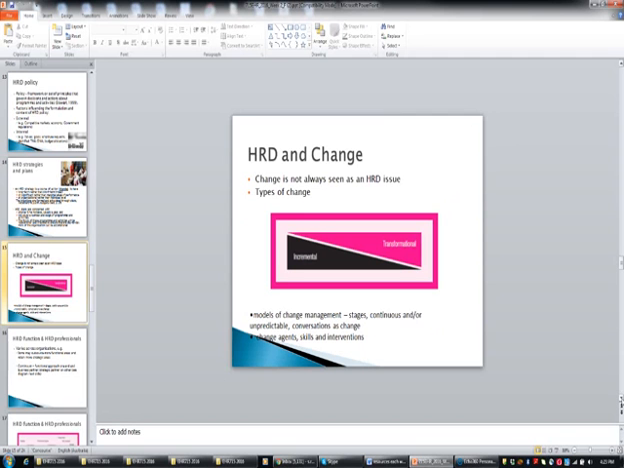Change is not always seen as an HRD issue, but it most certainly is, because if you think about learning, there's always change involved in that. As you learn new things, you change as a person, and if you want your organisation to move forward, then there has to be learning and change. However, some change is quite incremental. Might be learning more about using a computer system, for example, whereas transformational change will be more like changing a whole organisational culture. So that idea of change is always there in the background when we talk about HRD.